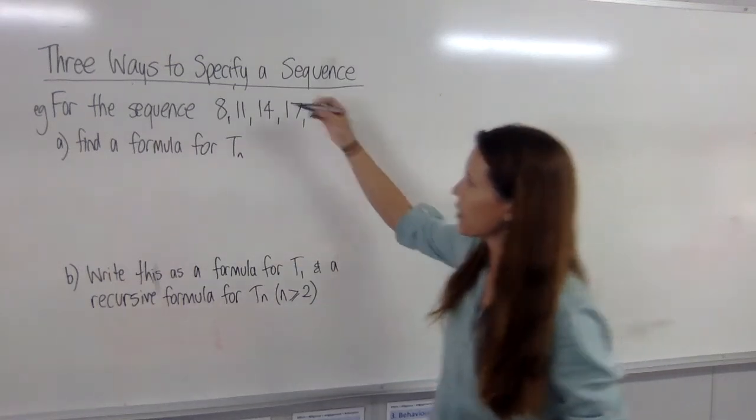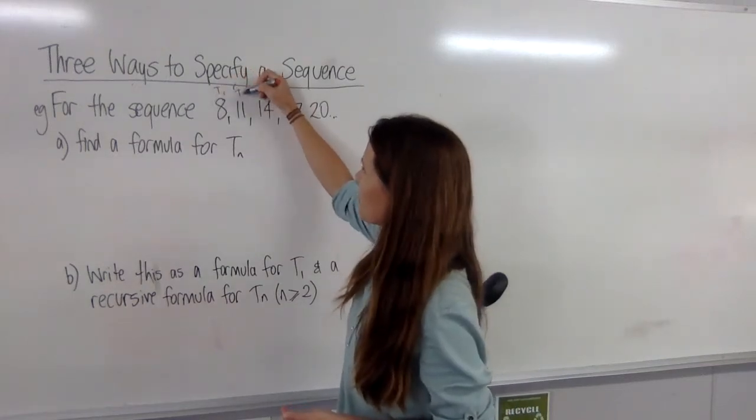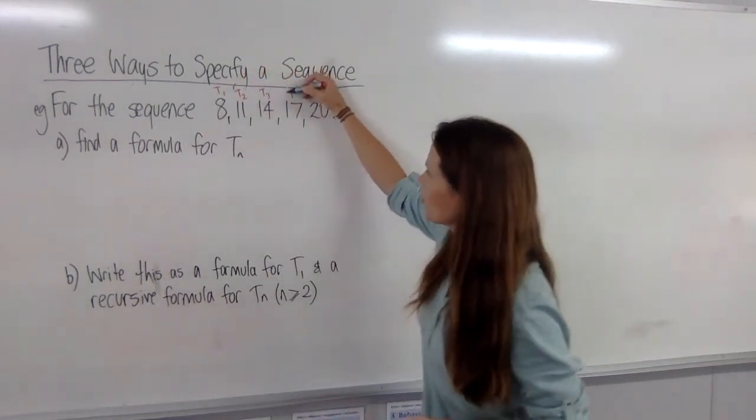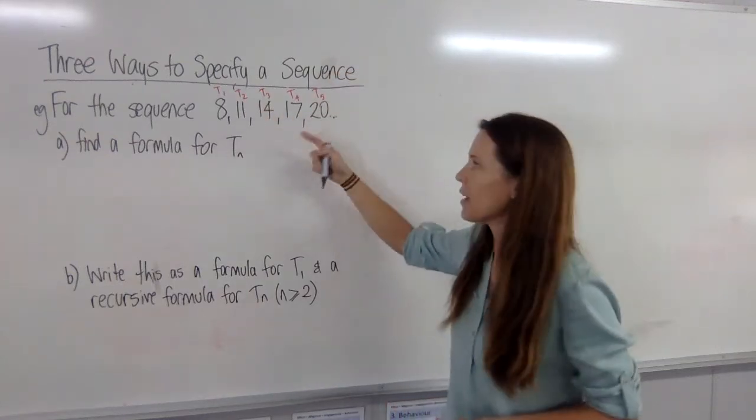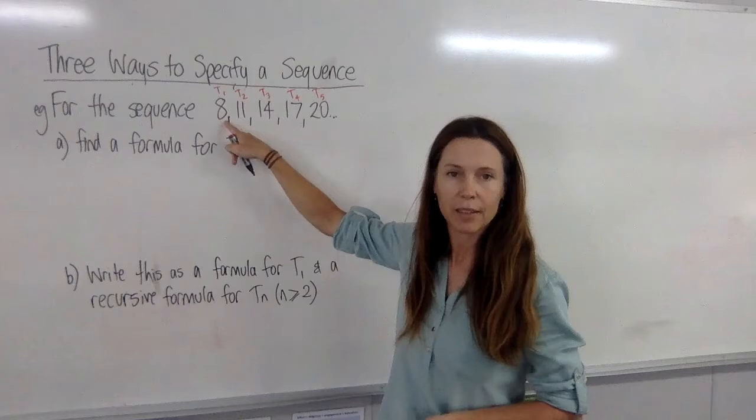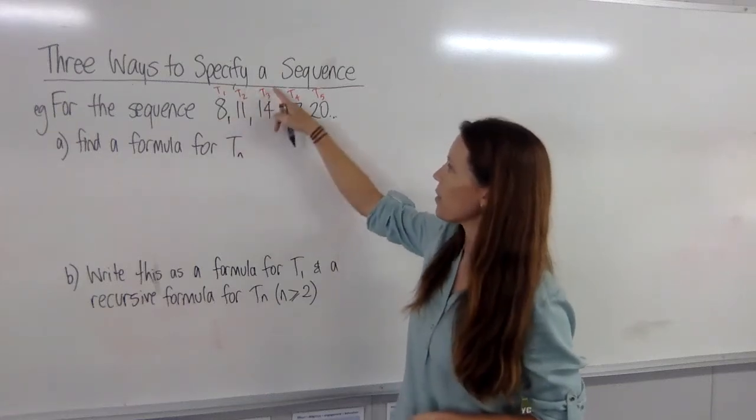So I will be thinking straight away, this is T1, this is T2, and even just, it's not silly to write these down above the terms and then think, how does this number 1 relate to the 8? How does the number 2 relate to the 11 and the 3 to the 14?